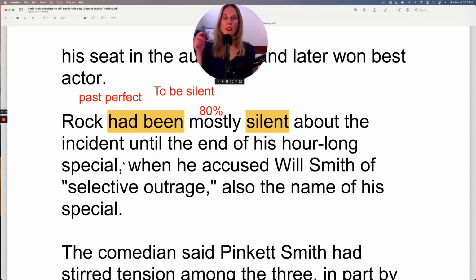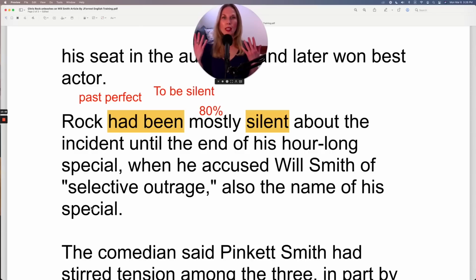So this is the second past event. He had his hour-long special, and in the first part of that special, he was silent. In the second part, or in the very end, he was not silent. So he had been silent until, and then that's the second past action. The end of his hour-long special, when he accused Will Smith of selective outrage, also the name of his special.